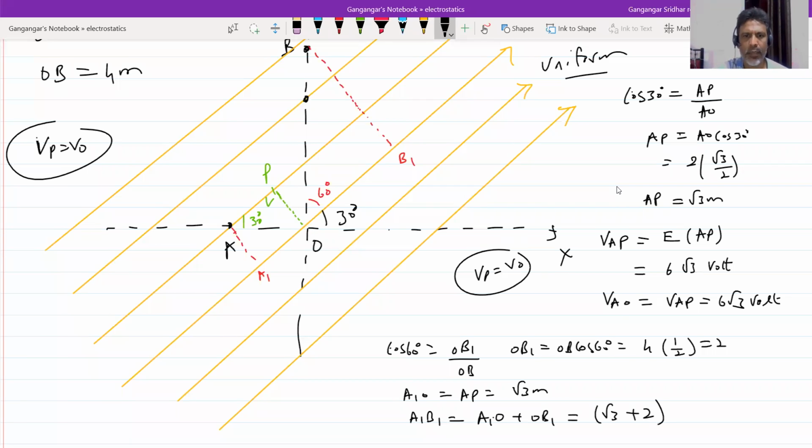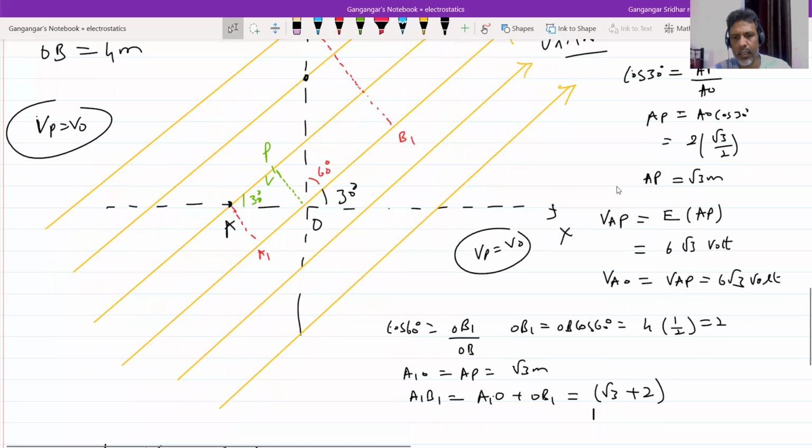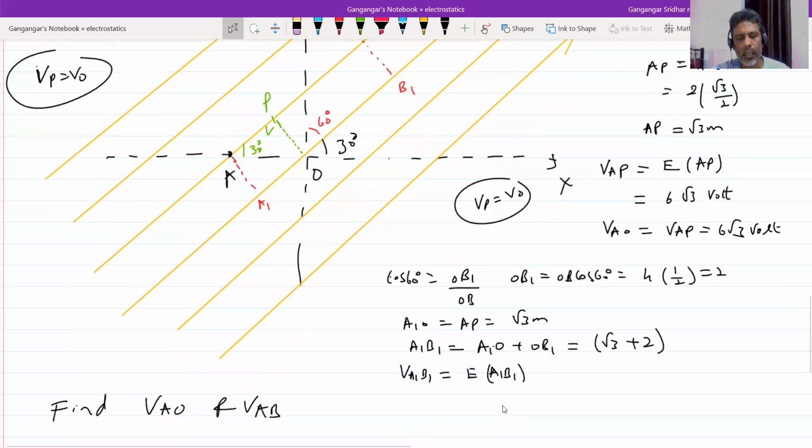Now what is the potential difference? V A1B1 should be equal to E into A1B1. A1B1 is root 3 plus 2, and the value of E is 6. Root 3 is 1.7, so 3.7. You multiply, you'll get some value.